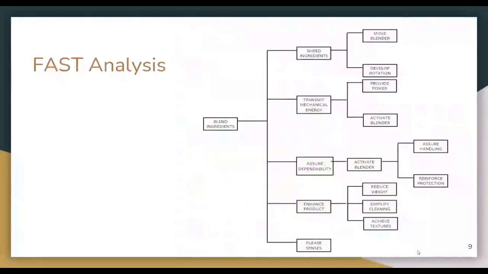Thanks, Connor. Now, speaking about the FAST diagram, we can see that our main function is blending ingredients, and the two functions at the top are those functions that we need to blend those ingredients. The other functions that are at the same level as these ones are less important, but are also important for our manufacturing and our product to be successful.